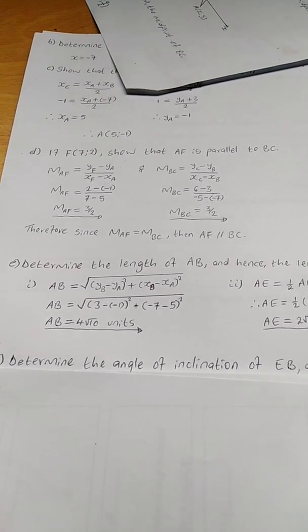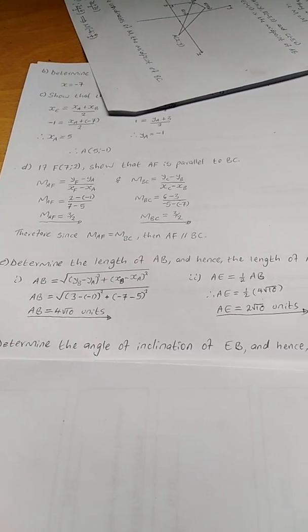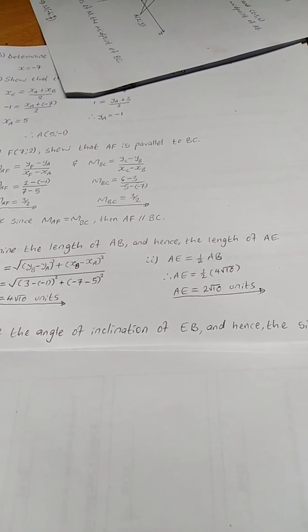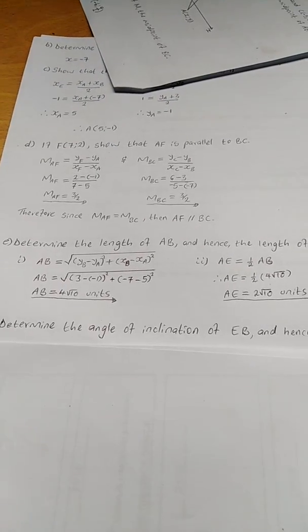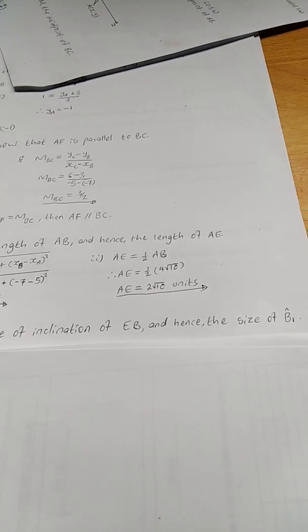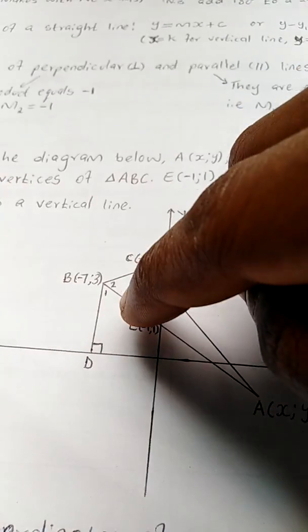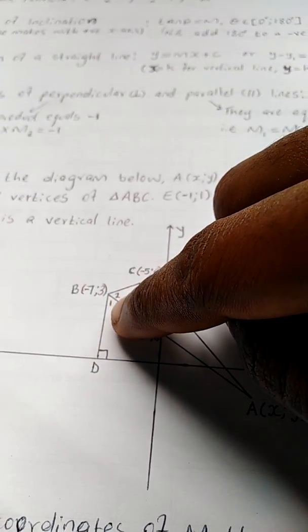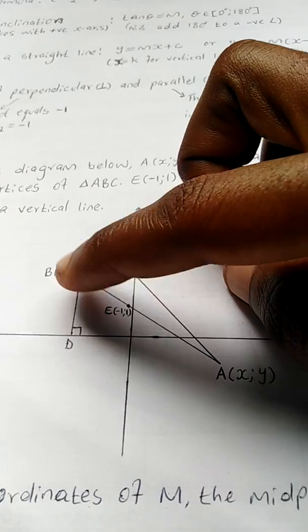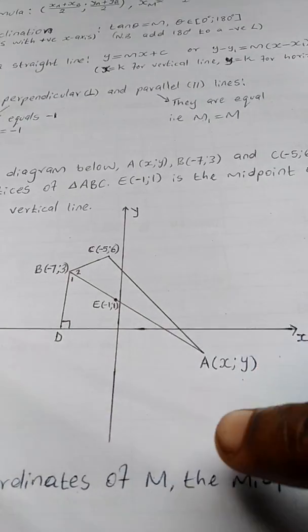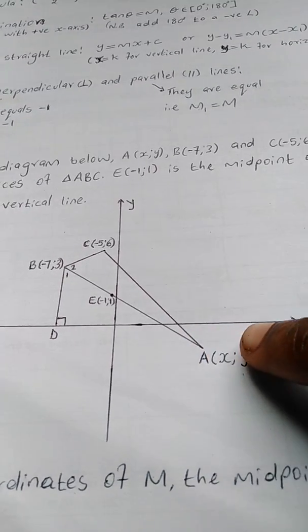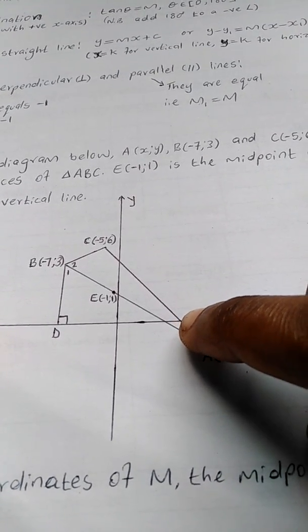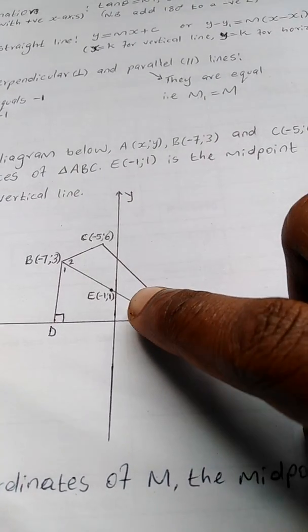For E, it says determine the inclination of EP and hence the size of angle B1. Determine the angle of inclination of EP and hence the size of B1. Now, if we look at the diagram again, there's your B1 here. But firstly, to find this angle, they said first find the inclination of EP. This is EP, guys. So this is the positive x-axis. This is what I was talking about earlier. If this is the positive x-axis, the angle that you're looking for is this angle here. This would be your theta.